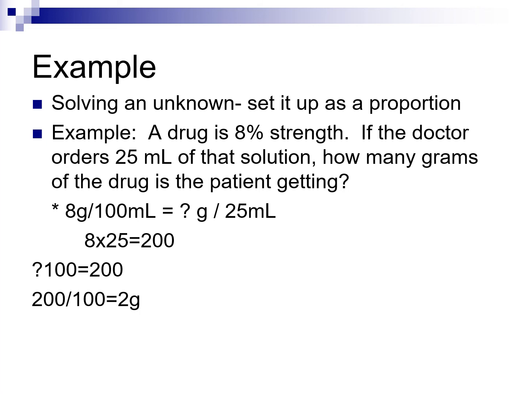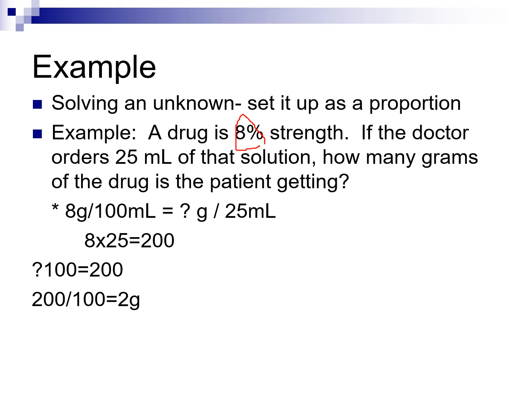So you have a drug with an 8% strength. If the doctor is ordering 25 mils of that solution, how many grams of the drug is the patient getting? We're looking at 8 grams to 100 mils, because remember, 8% is 8 grams to 100 mils. So 8 over 100 is equal to what? How many grams to 25 mils?